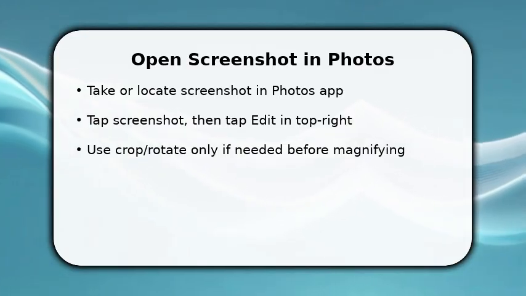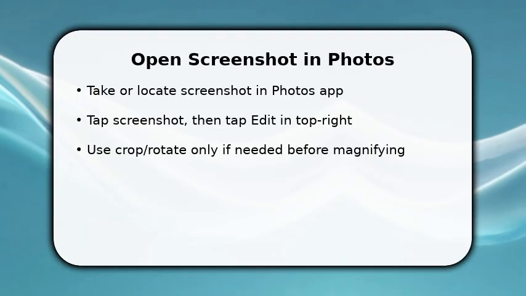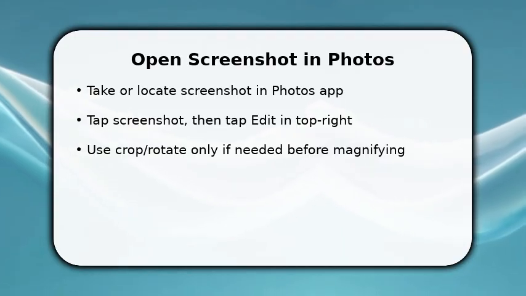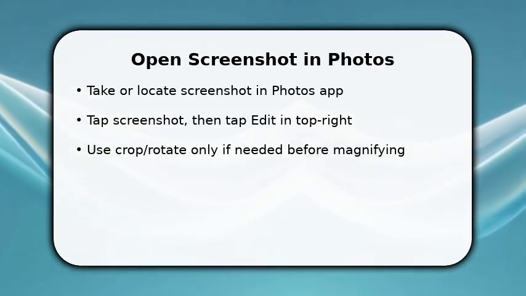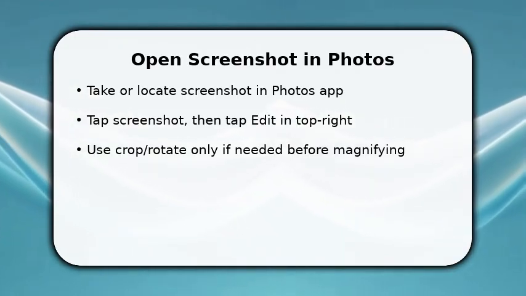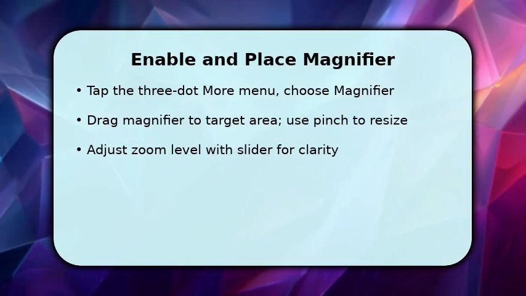Next, tap the three-dot More menu to reveal the magnifier tool so you can place and tune the lens precisely. Now choose Magnifier from the More menu. This adds a movable lens on your screenshot.